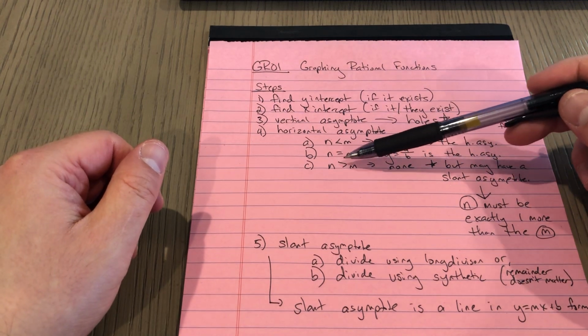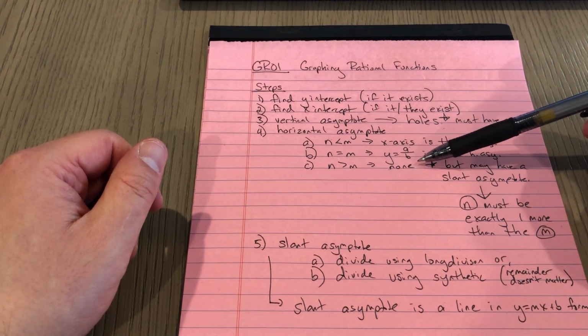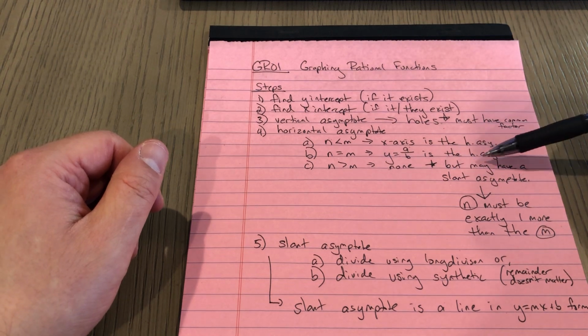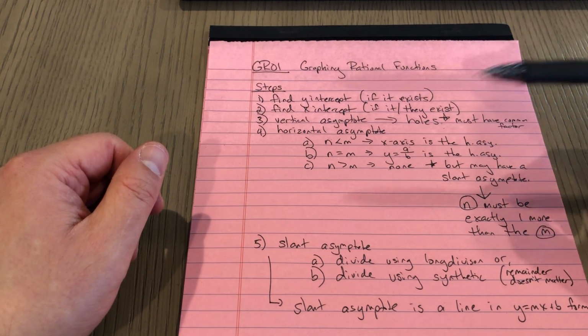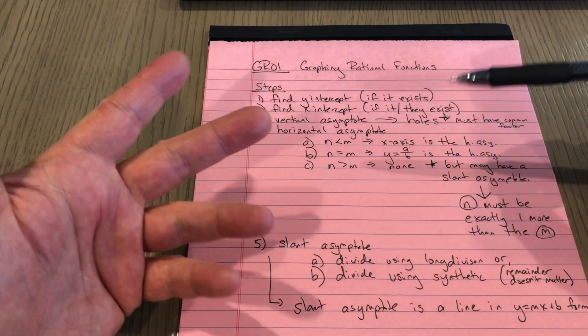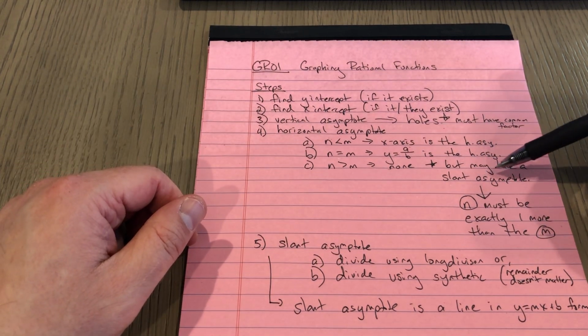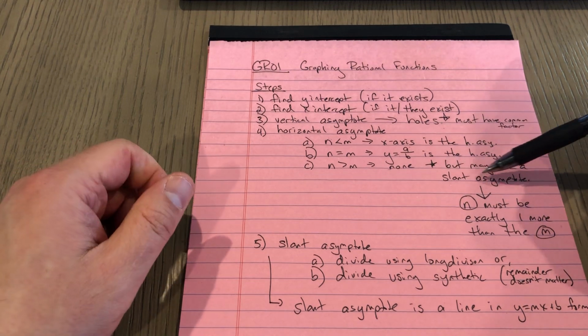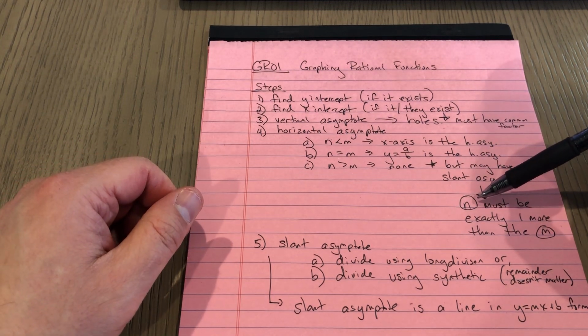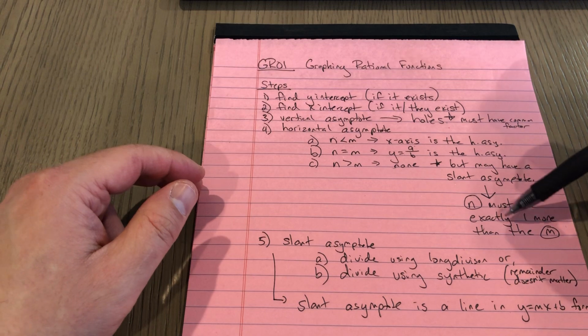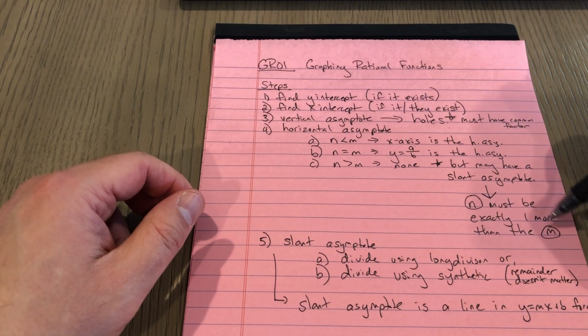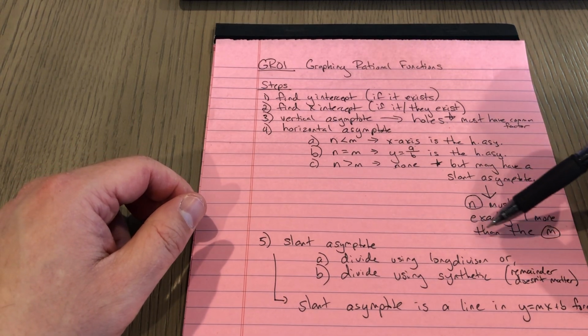And the final choice is if N is greater than M, there is no horizontal asymptote, but the star here represents that it might have a slant. It won't always have a slant, odds are it will, but that's not a hard and fast rule. Sometimes there isn't a slant nor a horizontal. For it to have a slant asymptote, the power of N must be exactly 1 more than the power of M. And I did not mention that last week. I had forgot that rule.